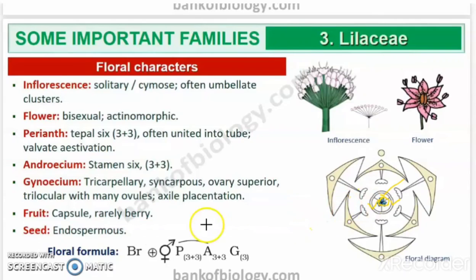Okay, now coming to the fruit, it is usually a capsule and rarely a berry also. And the endosperm, that is the seed, is endospermous, which means that they will have an endosperm layer.